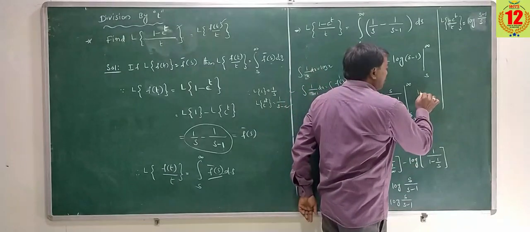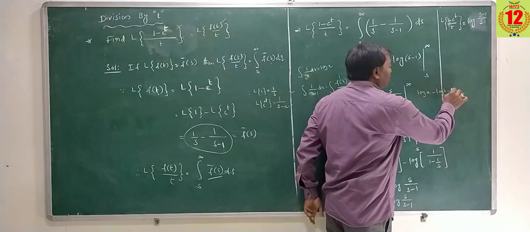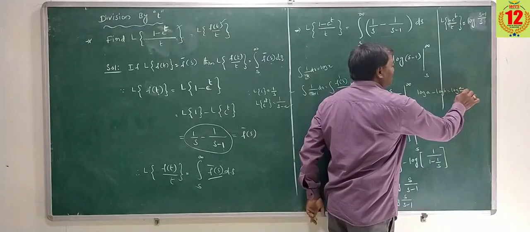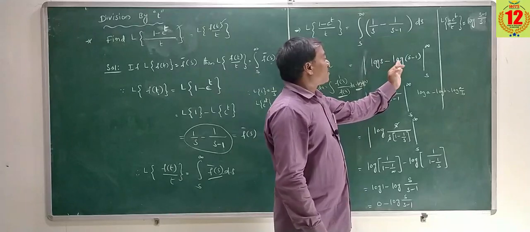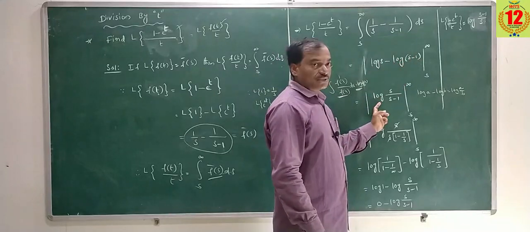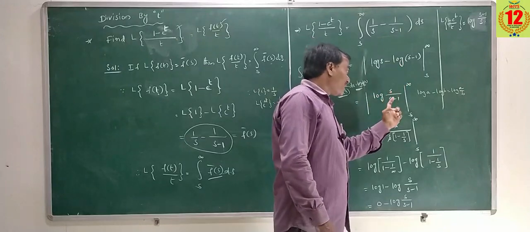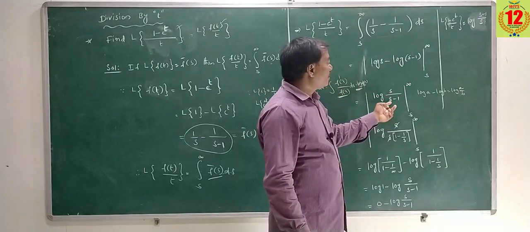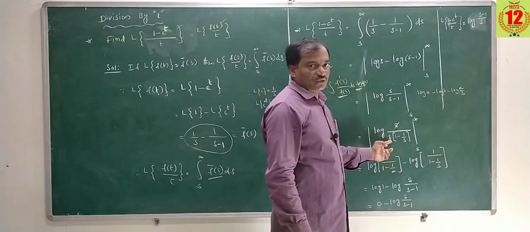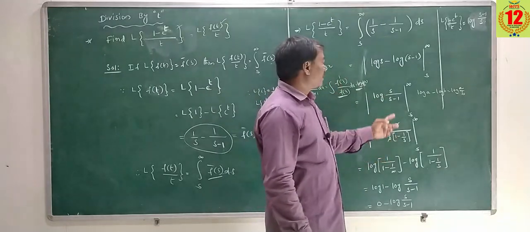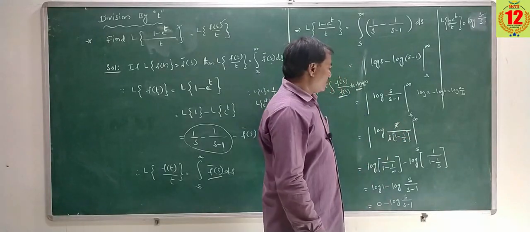Here, log a minus log b equals log a by b. By this property, log s minus log s minus 1 can be written in this form. Why? Because this is log a minus log b, so log a by b. In the denominator we take s common for our convenience, so the s cancels.